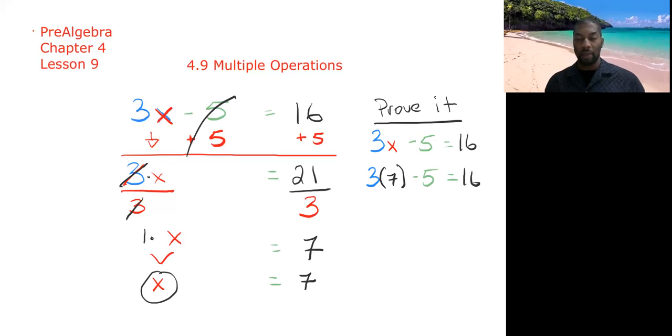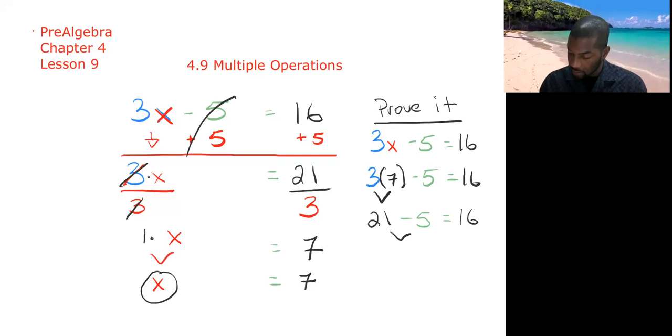Then I'm going to use PEMDAS. Do I have parentheses? No. Exponents? No. Multiplication? Yes. I have the 3 multiplied by the 7. 7 times 3 is 21. I rewrite the equation to make it look clean. All right, then I finish up PEMDAS. Do I have division? No. Addition? No. Subtraction? Yes. I have 21 minus 5. 21 minus 5 is 16.